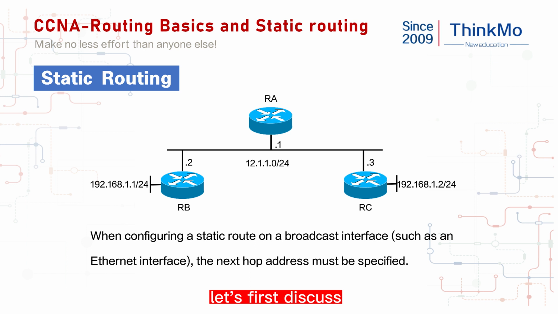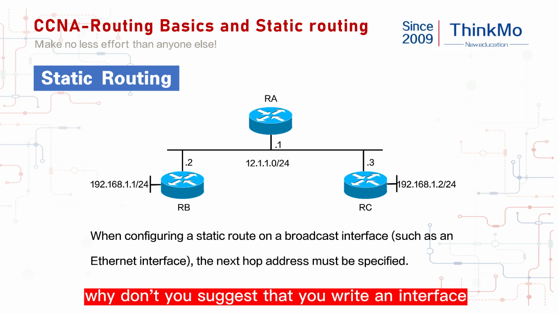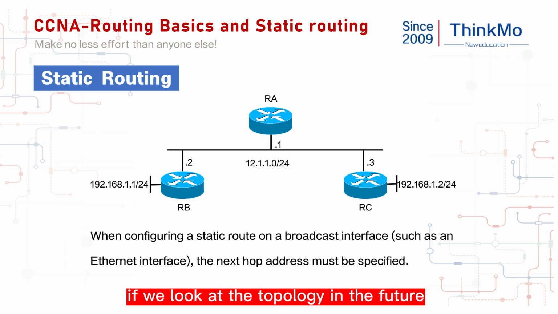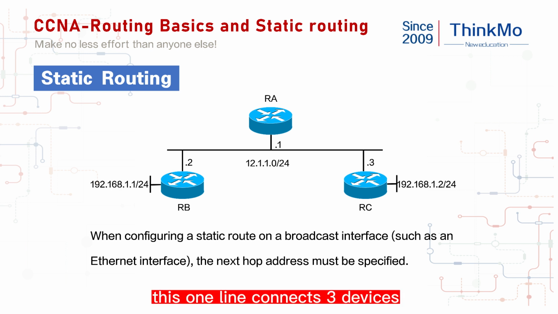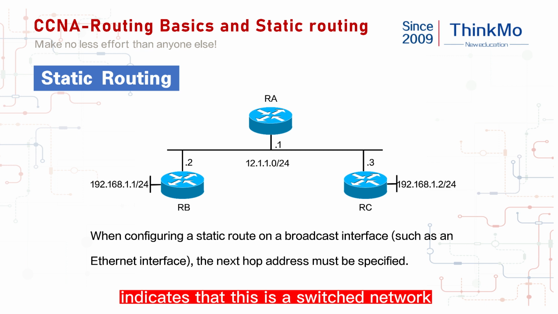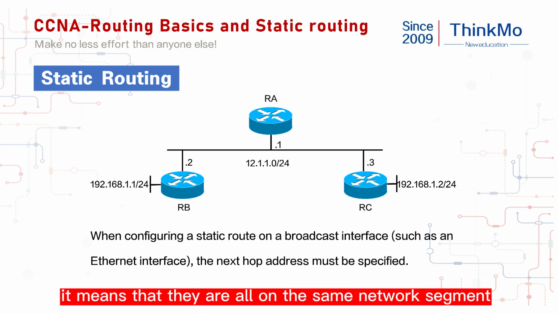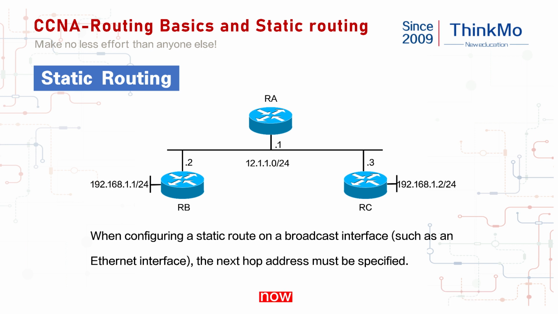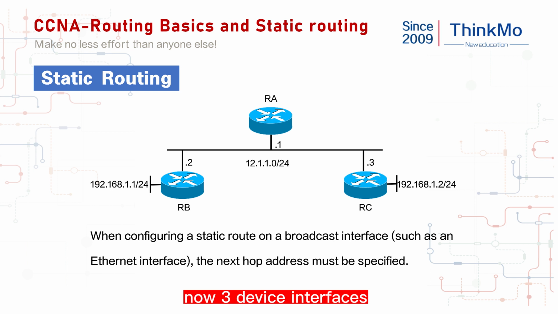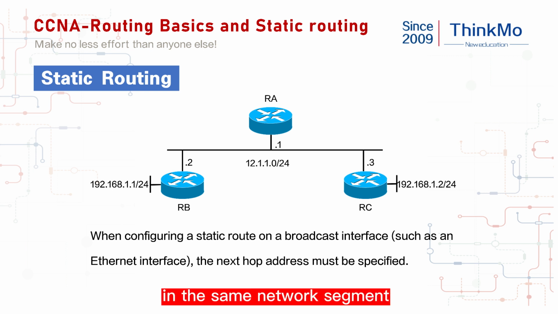Let's first discuss why I don't suggest that you write an interface. Let's look at this picture. I told you before, if we look at the topology in the future, one line connecting 3 devices indicates that this is a switched network. It's like a switch is connected in the middle. It means that they are all on the same network segment now. Now the 3 device interfaces are in the same network segment.